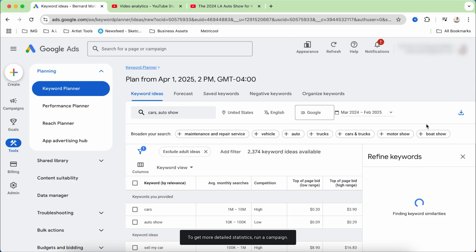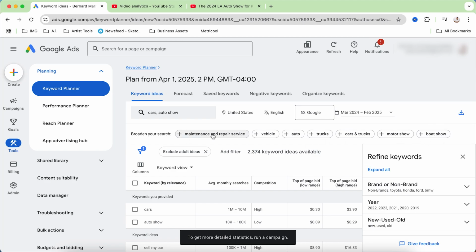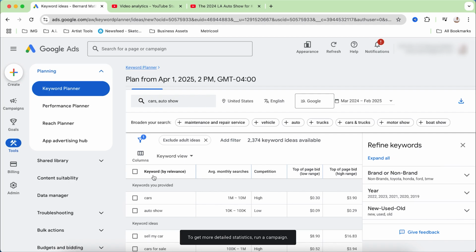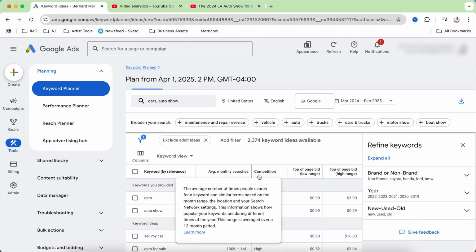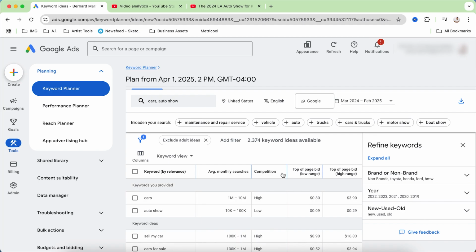So it even comes up here and populates with some other possible search terms that you can use to broaden your search. So you have your columns here at the top. Your keyword by relevance, the average monthly searches. So like I said, you can sort these results by volume of what is getting searched the most or what is getting searched the least. Then here in this tab, you have competition. So the way you want to balance this out is that you want to find keywords that have a good amount of monthly search volume, but the competition is not too high. If you can find something with a high average monthly search volume and low competition, oh, you're doing good.